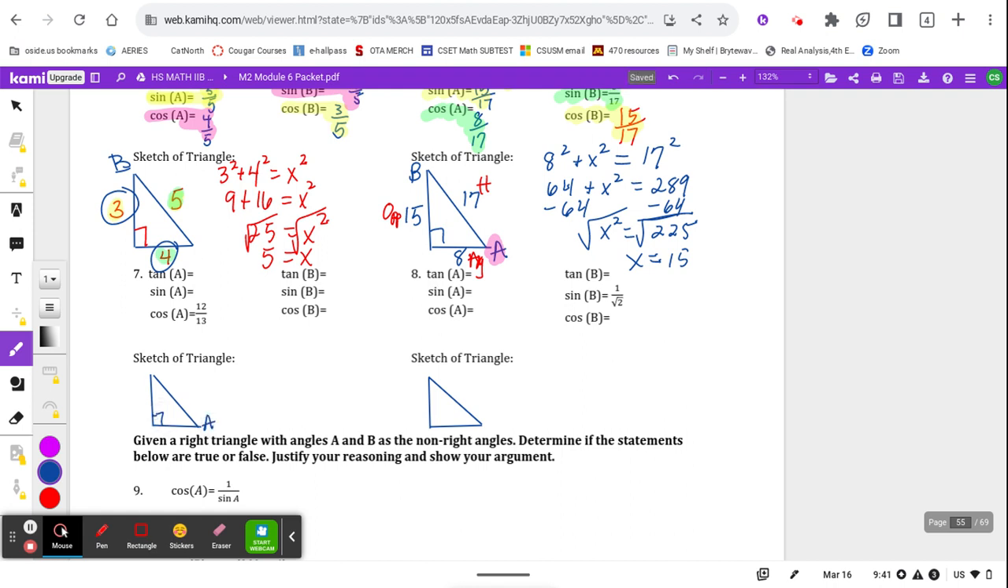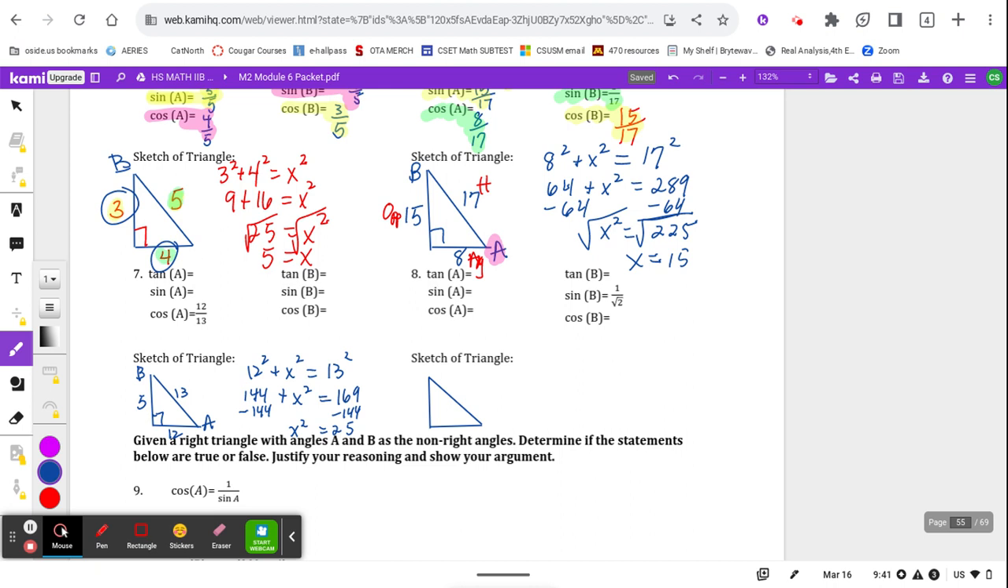This time if I call this A or I call this B, they're giving me a hint: the cosine of A is 12 over 13. That means my adjacent is 12 and my hypotenuse is 13. I need to find that missing leg. 12 squared plus unknown squared equals 13 squared. And so I'm getting that x equals 5. Now that I have all of these done, I can go do those side ratios.